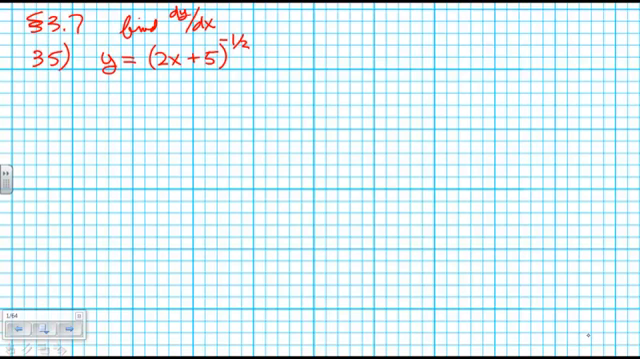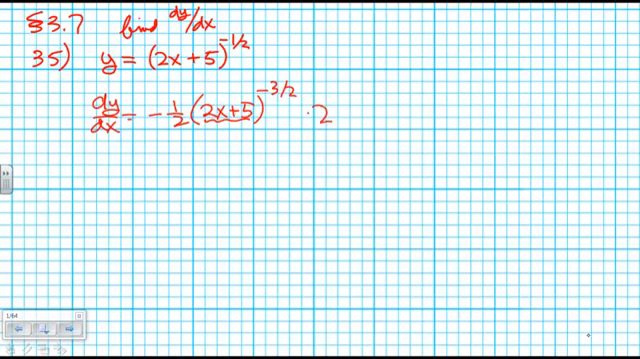Ahead and do this. I'm going to take the derivative of both sides, and I get dy/dx. On this side, the derivative is going to be a power rule. Bring the power down. Keep the inside the same. Reduce the power by 1. And then multiply by the derivative of the inside, which is going to give me a multiplication of 2.